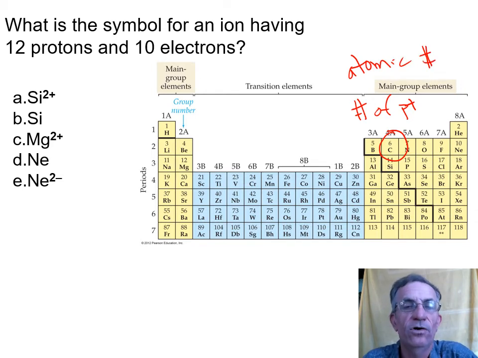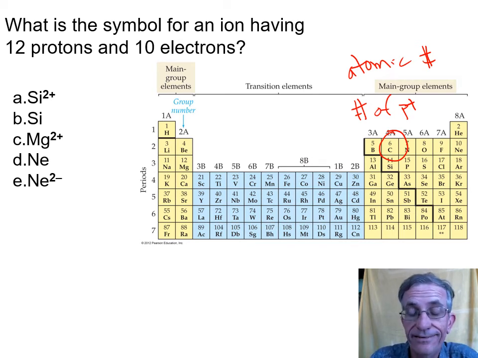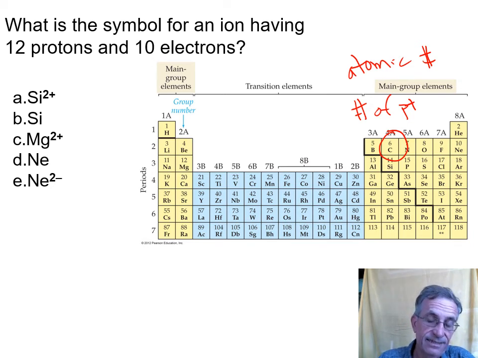What is the symbol for an ion who's got 12 protons and only 10 electrons? So if you've got 12 protons, I don't care if you're an atom, an ion, I don't care what you are. If you've got 12 protons, what kind of atom are you? What is your symbol? 12 protons, you are magnesium.